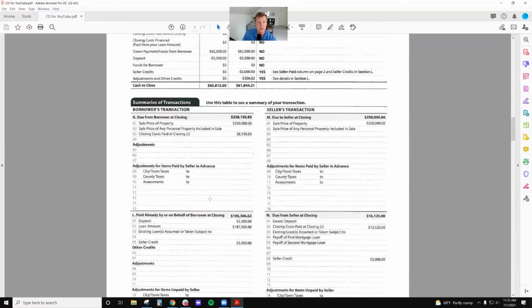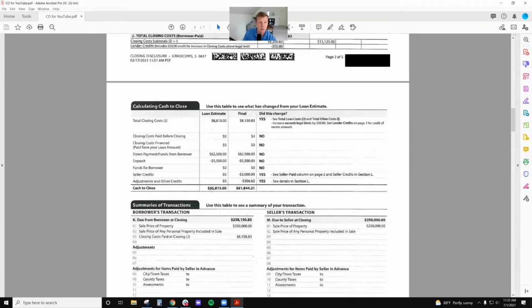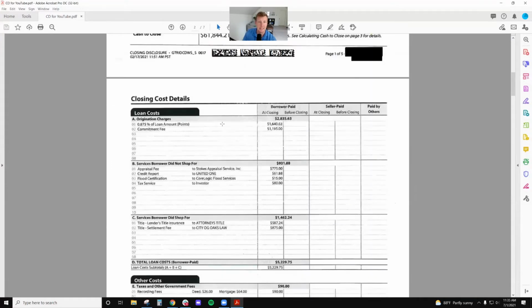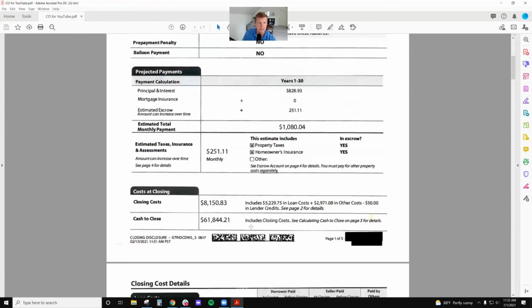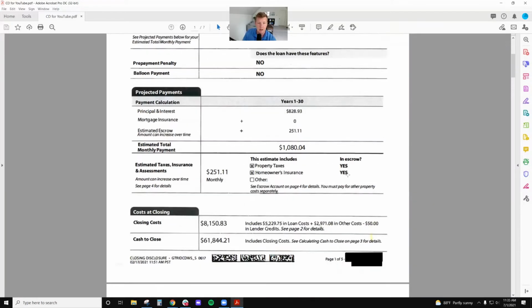So that's kind of how you walk through. I always start at the summaries of transactions, then I walk through the actual detail here. If you want to see your loan, you can see it up here. You can see what the monthly interest is going to be, or the monthly payment's going to be. Here's what the escrow is going to be every month. We escrow insurance and property taxes every month unless you opt out of it.